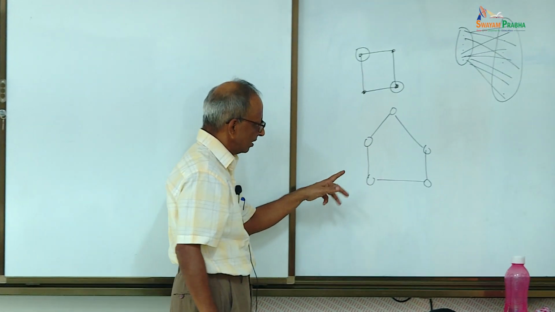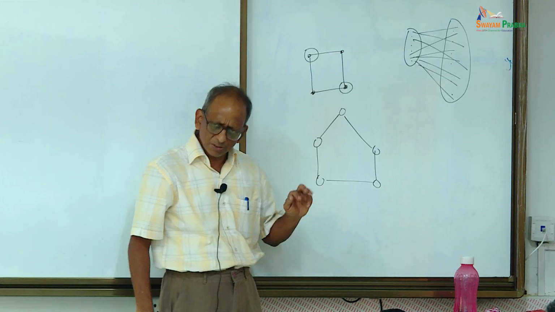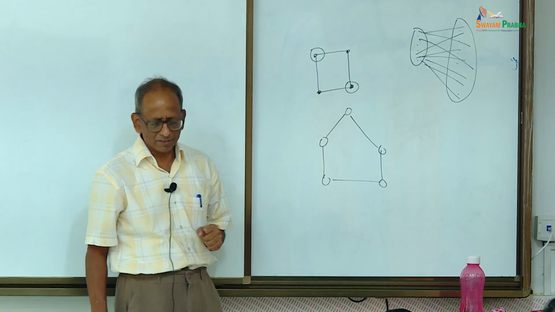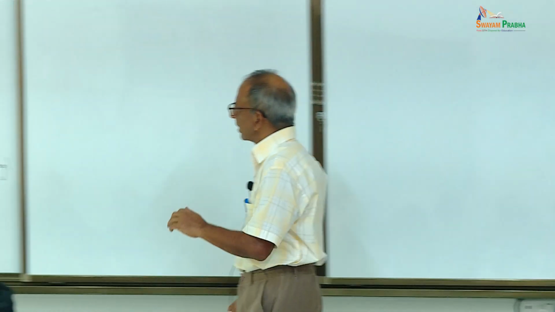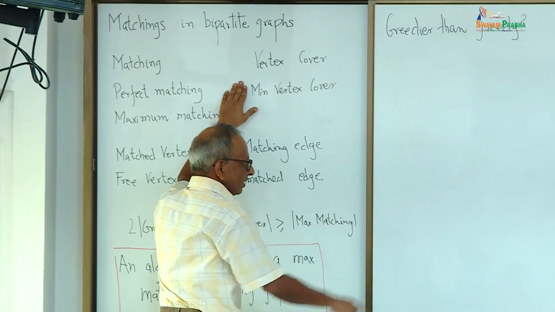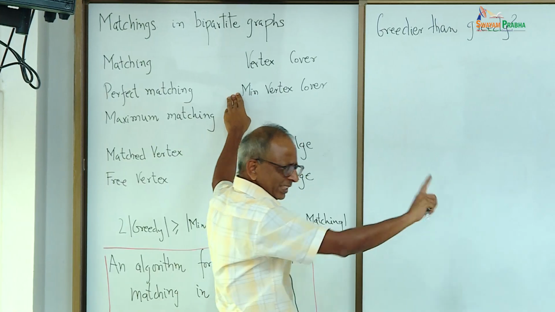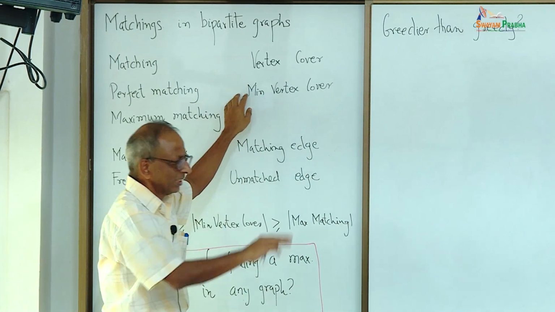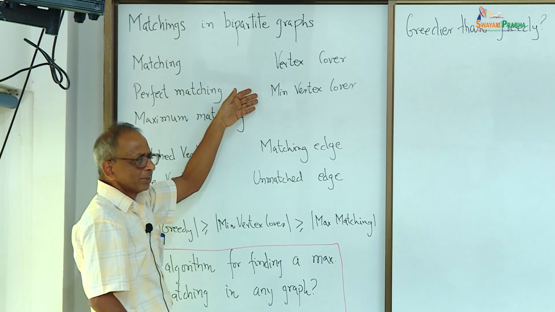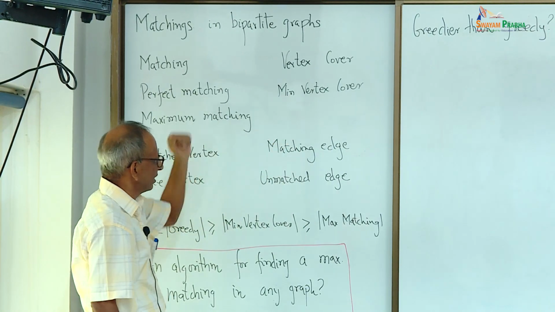For the other graph, you need 3. So you understand what a minimum vertex cover is. The second graph that I drew, the 5-cycle, is not a bipartite graph, but these terms are valid for other graphs also, so that's fine.